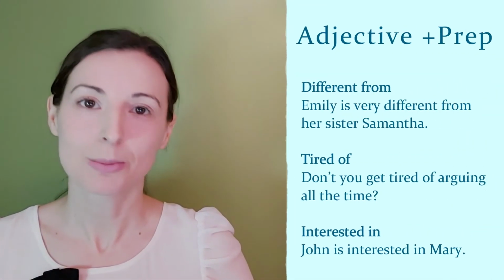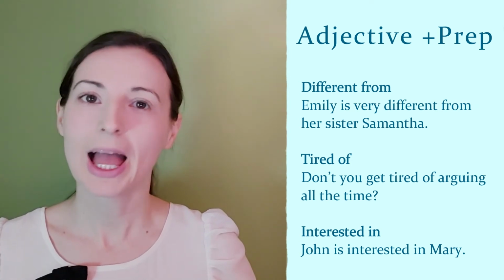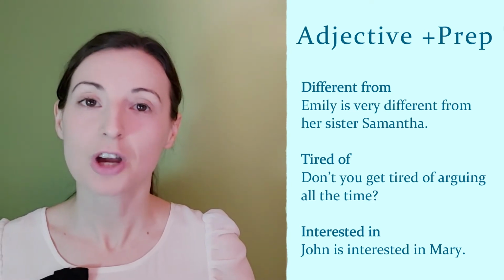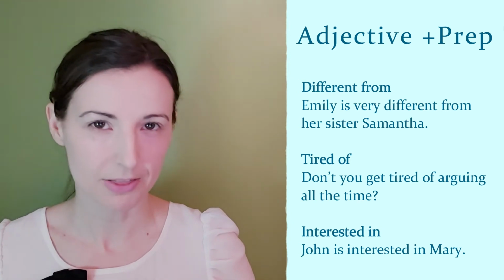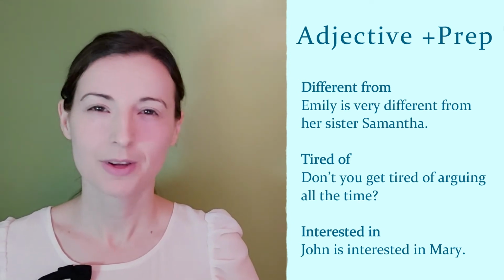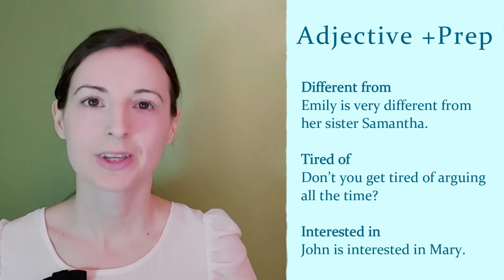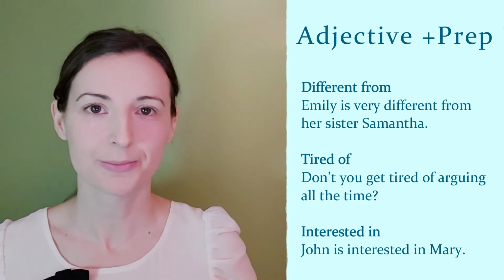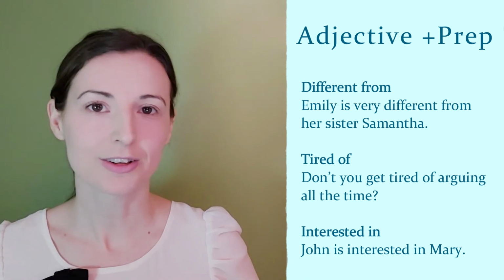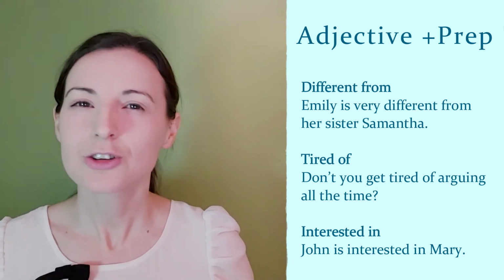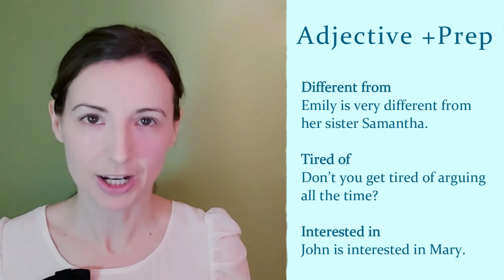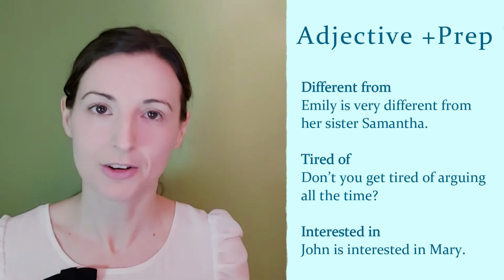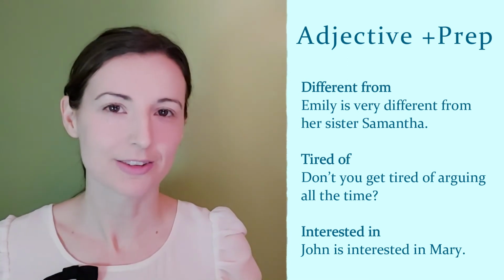Now, let's talk about adjectives and prepositions. Different from. Emily is very different from her sister Samantha. Here, the preposition from shows the origin of the difference, which is Samantha. Tired of. Don't you get tired of arguing all the time? Here, of shows that same possession, belonging that we saw in the other example. Interested in. John is interested in Mary. In general, the preposition in means inside a place or area. Here, in connects John and his interest with Mary. Here, it can help to visualize it.